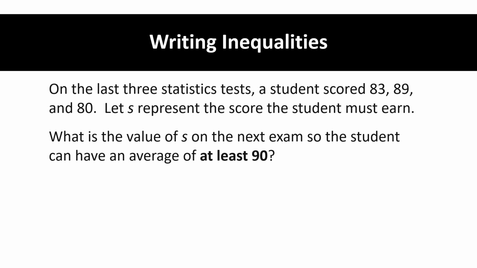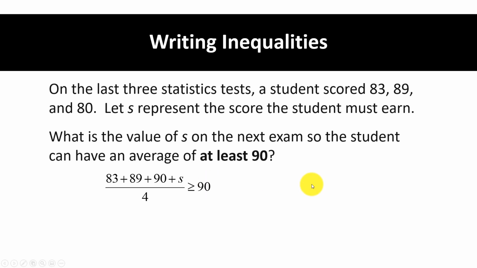So our fourth test is the unknown variable. We're going to use S to represent that score. So let's write an inequality. So if we take the 4 values, add them up, and divide by 4, that's going to give us the mean, the average. We want this to be at least, which is greater than or equal to, 90.